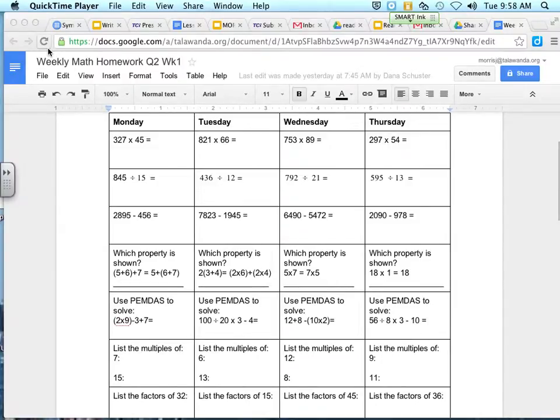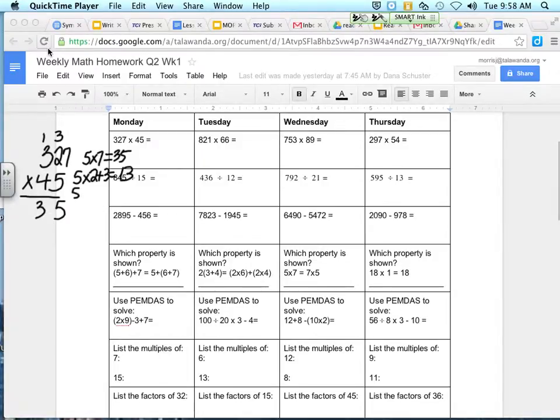627 multiplied by 45. The first thing we want to do is, over on the right hand side, multiply 5 times 7, which is 35. Put the 5 down and carry the 3. We have 5 times 2 plus 3 is 13. We're going to put the 3 down and carry the 1.